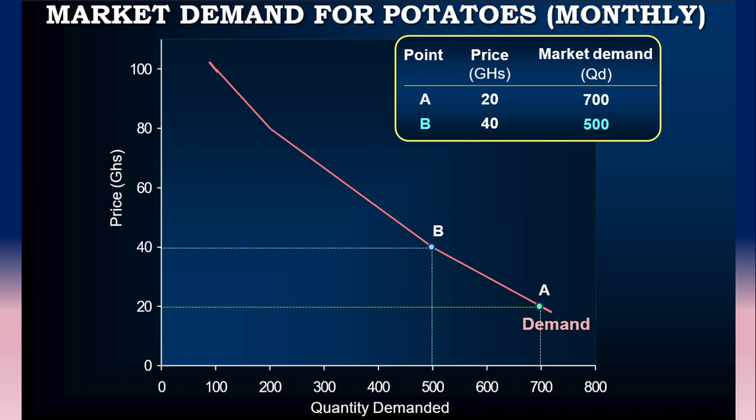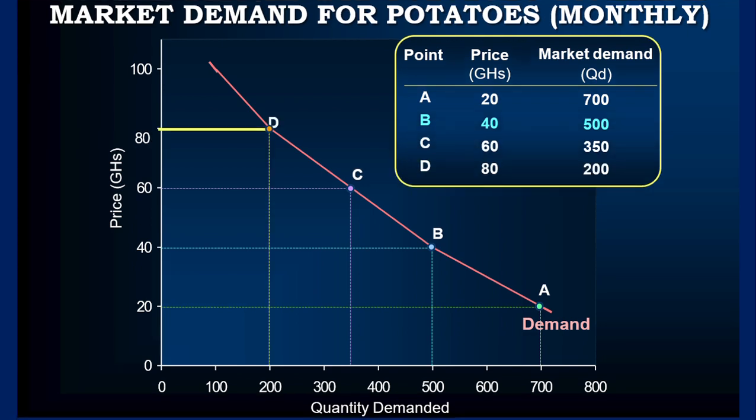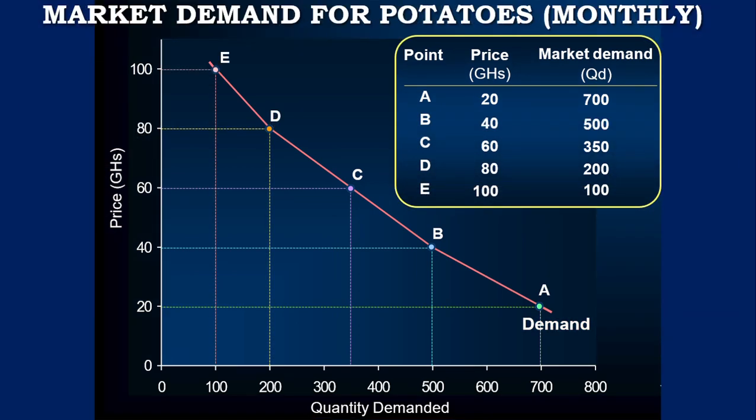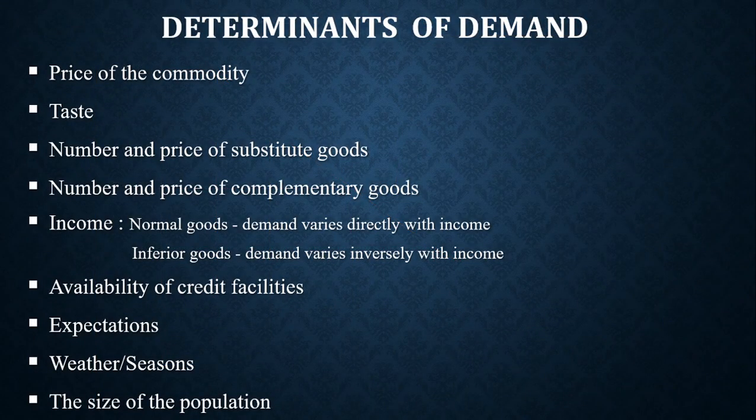If price increases to 40, market demand decreases from 700 to 500. When price goes to 60, market demand is 350, and when price gets to 80, market demand is 200. When price gets to 100, market demand is 100. So that is how the market demand works.